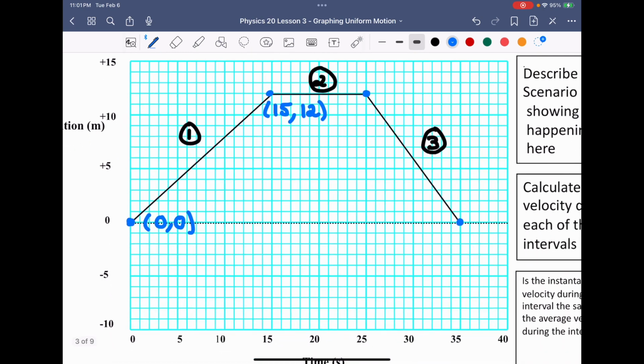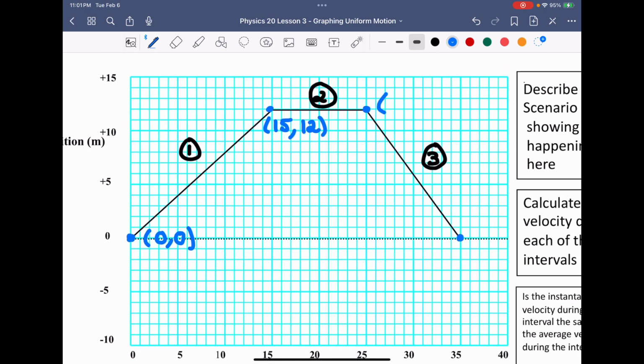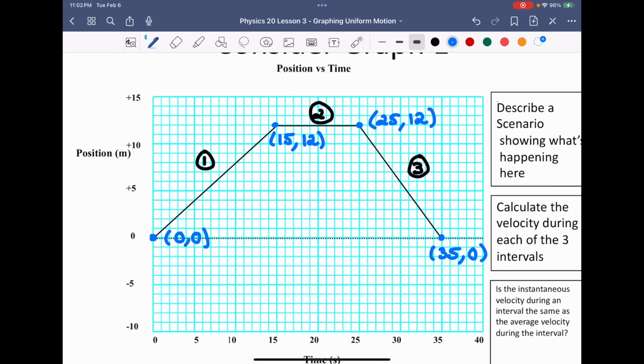In terms of the other point, it looks like this one is going to be at 25 seconds, so I'm going to put 25 for x, and then for y, it's still at the same vertical height, positive 12. Lastly, I have something that's at 35 for the seconds, and 0 in terms of the position. Now remember, if they say position, that means that this thing has some sort of vector quantity, because it's positives or negatives. Position is the same as displacement. Rather than saying, if I just simply say distance, you know that that is a scalar value, meaning there's no positives or negatives. It's just simply how much.